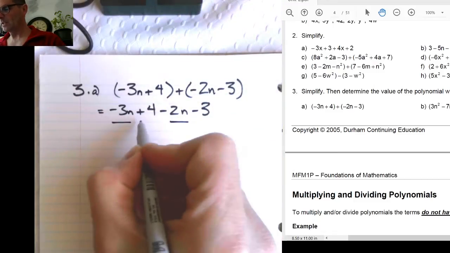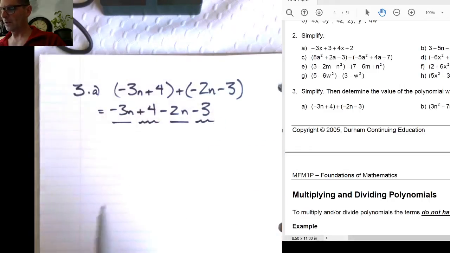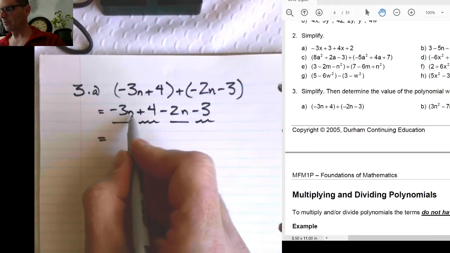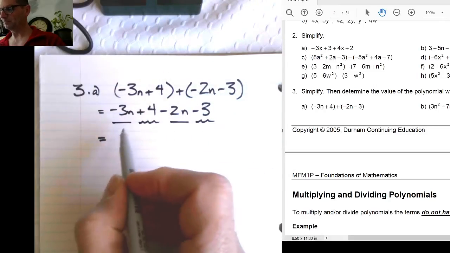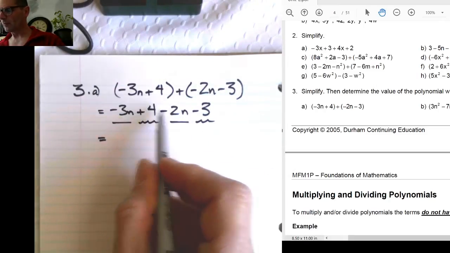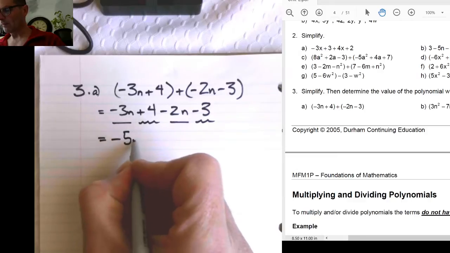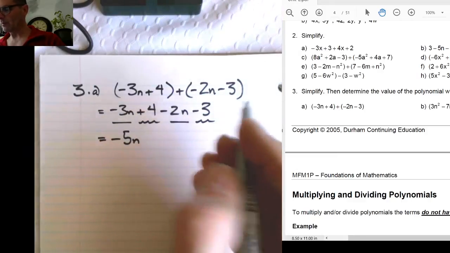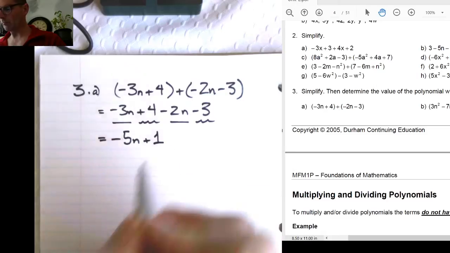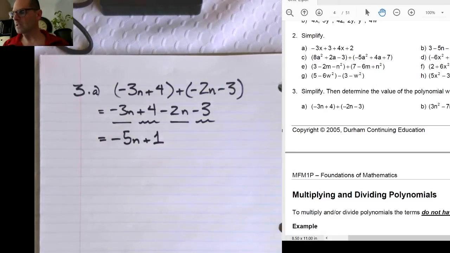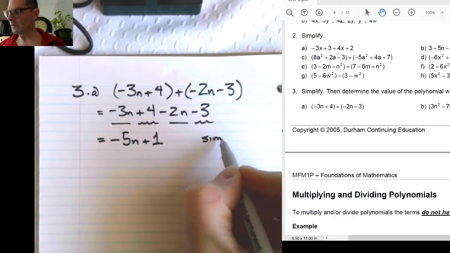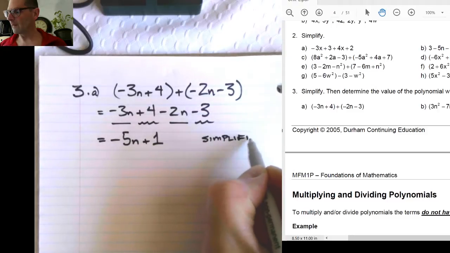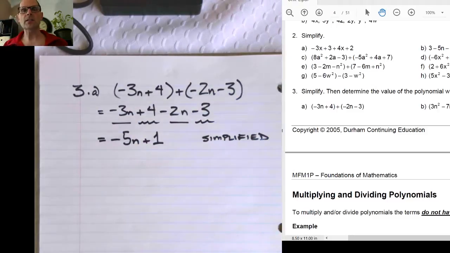Okay, let's identify our types of terms here. We have n powered terms, or n single powered terms here. So -3 and -2 gives us -5n, and we have +4 minus 3, so that leaves us with +1. Okay. So that's simplified now. And if the question asked us to simplify the expression, we'd be done. And that is the first part of the question. It says to simplify, right? If you look at the instructions on number 3.